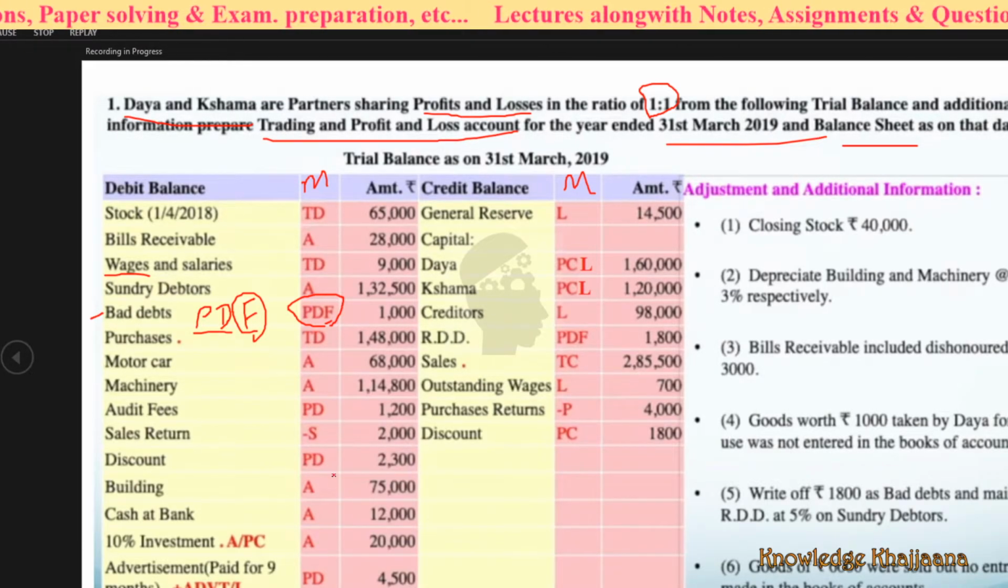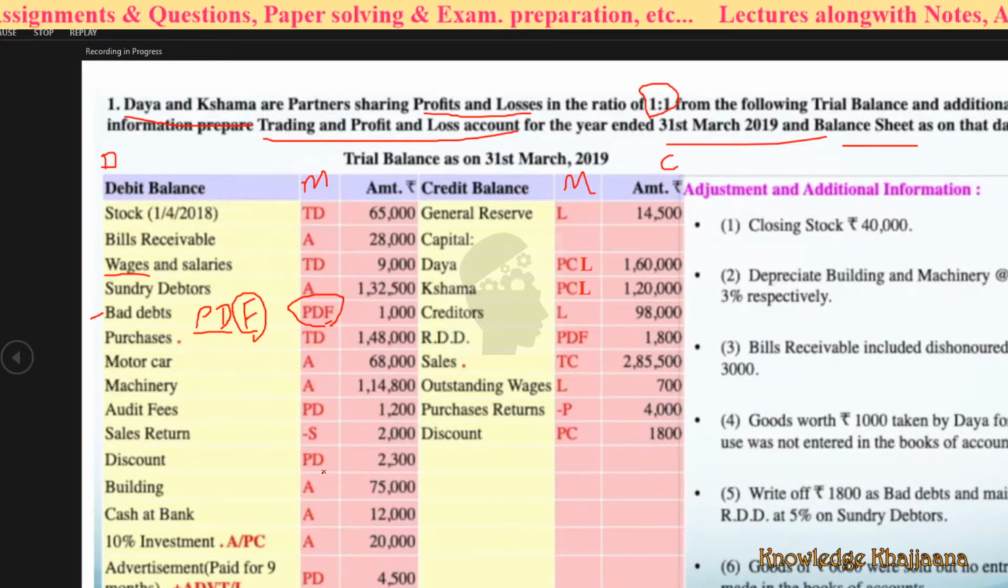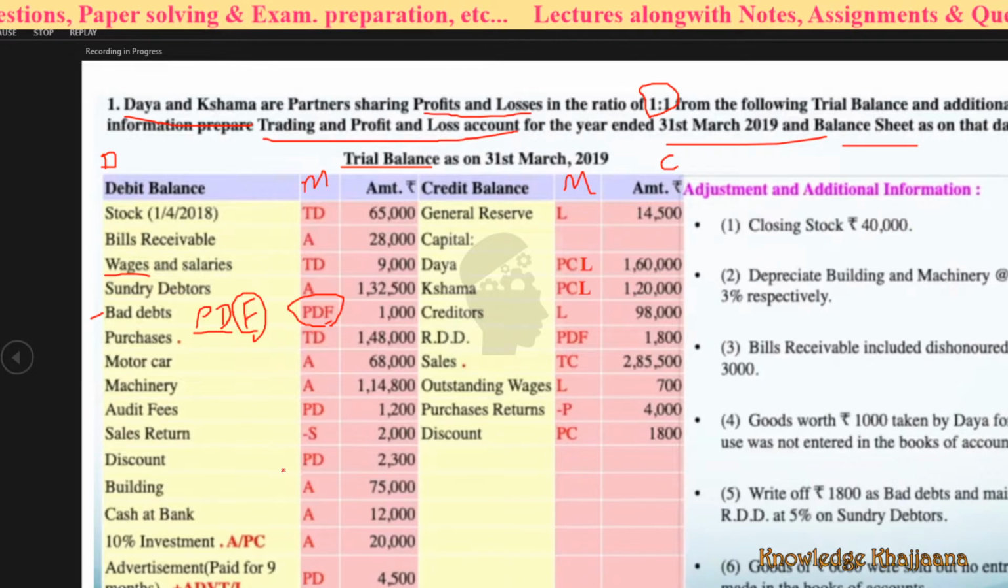Then discount. See, discount is given on the debit side of the trial balance. So it means this discount is our expense or loss, because it is shown on the debit side of the trial balance. Always remember these things. It means we have to note it to the profit and loss account, debit side, because this is the discount expense we have given to somebody, okay. So it will go to the profit and loss account, debit side.